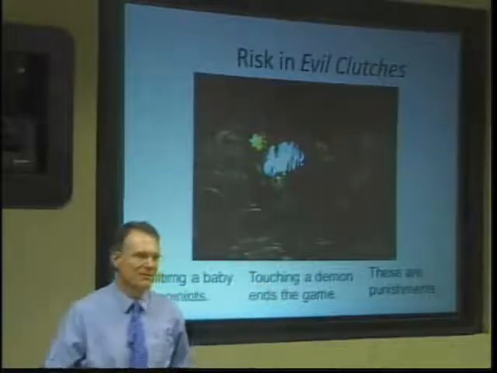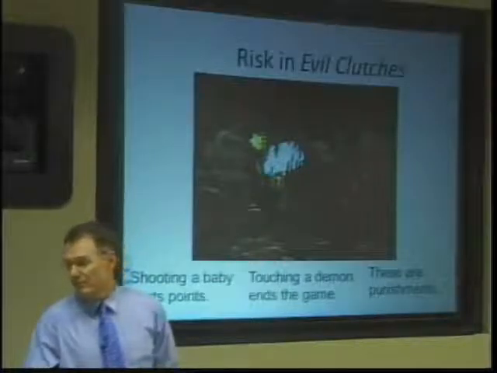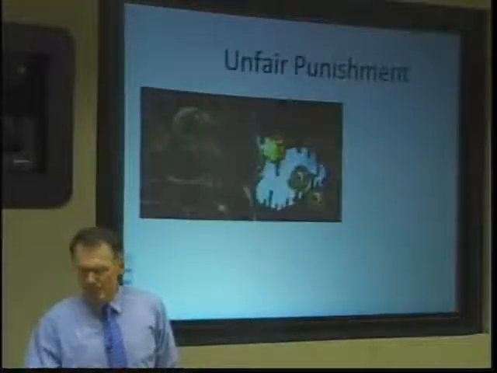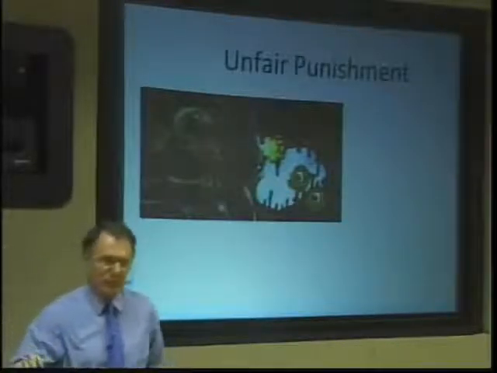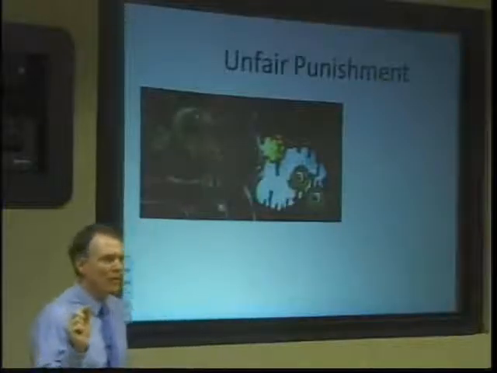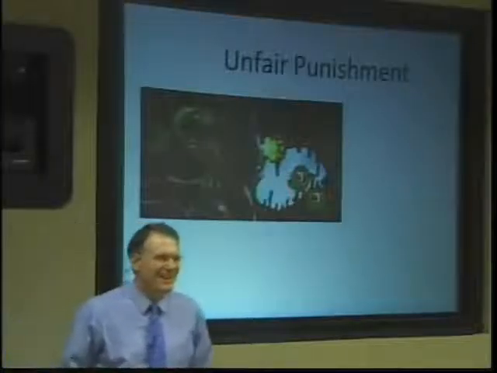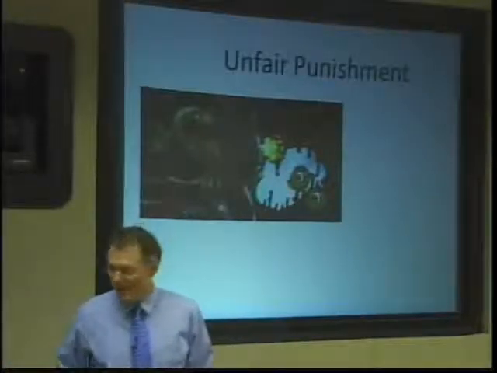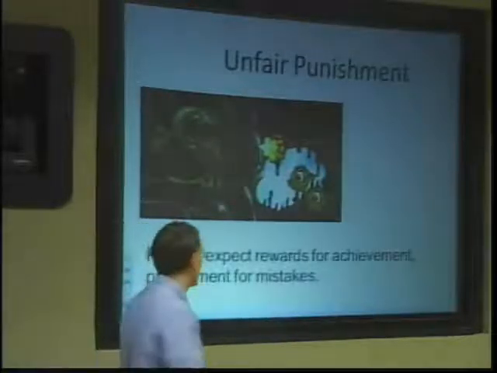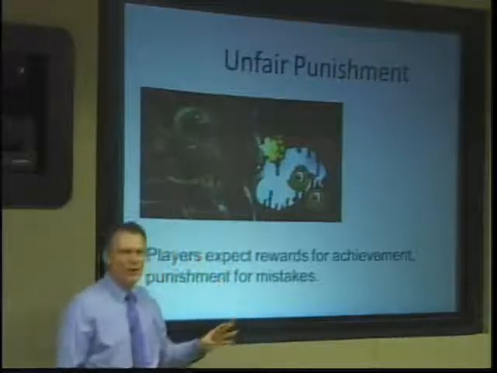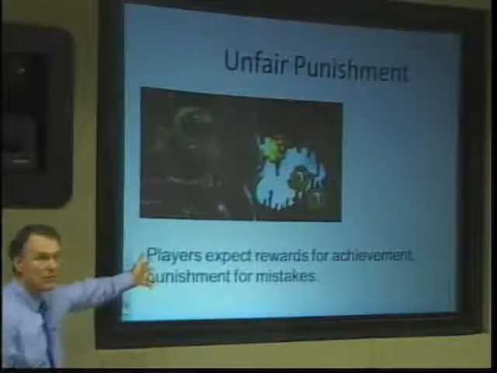Types of punishments. Losing some kind of resource is a type of punishment. We talked about resources last time. Your book, Game Maker's Apprentice, brings up this really interesting topic that was never mentioned in Game Design Workshop: unfair punishment. And almost all of you built evil clutches with an unfair punishment in it. But some of you took the unfair punishment out. As designed, it's got an unfair punishment, because players expect to get rewards when they do what they're supposed to do in the game. Achievements. And they expect to get punished for mistakes.